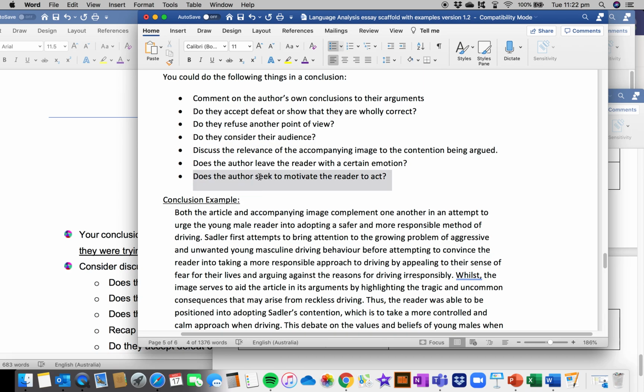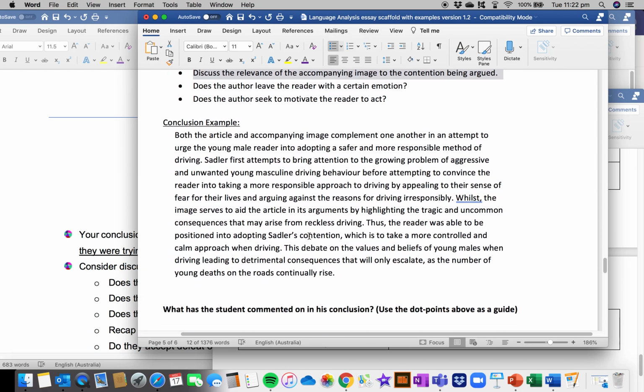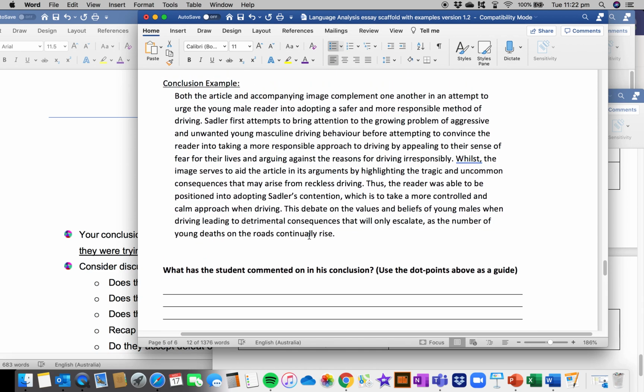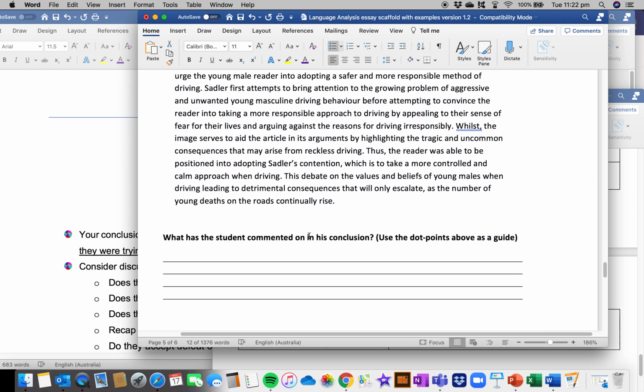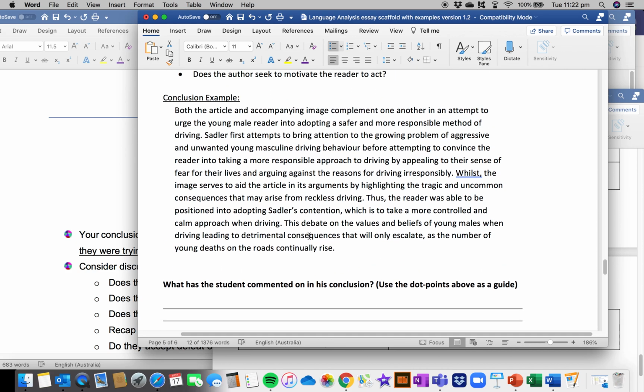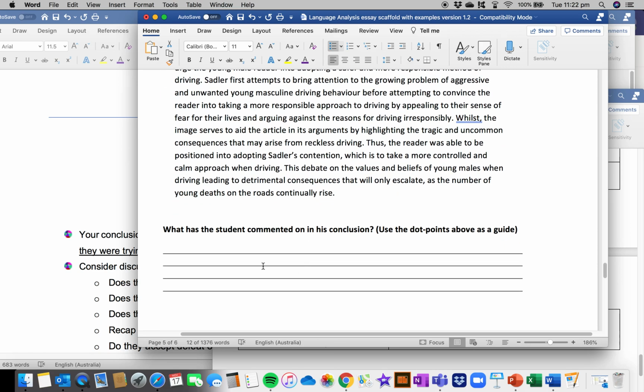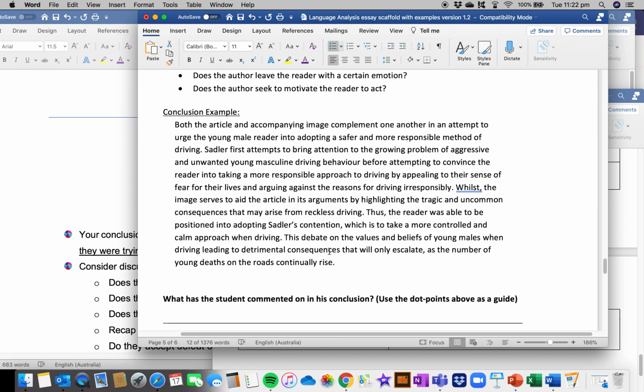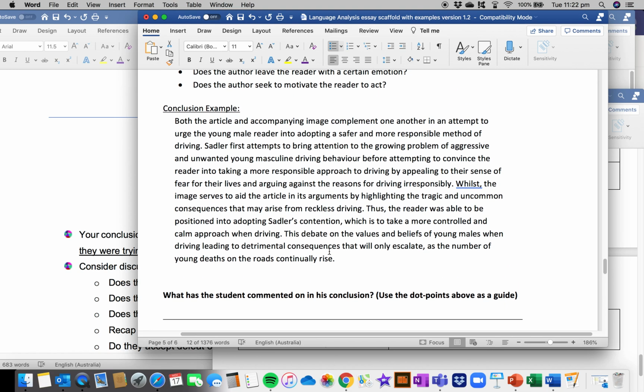Does the author seek the reader to act? Does the author leave you with a certain emotion? And is there any discussion on the relevance of the image? And there is actually. So there's a few things, and I've already given you some answers there, but I'd like you to spend a little bit of time now. I'm probably going to give you about 5 to 10 minutes just to reread this and write your responses. Could you please just write that anywhere on your iPad? I don't mind where you write that.